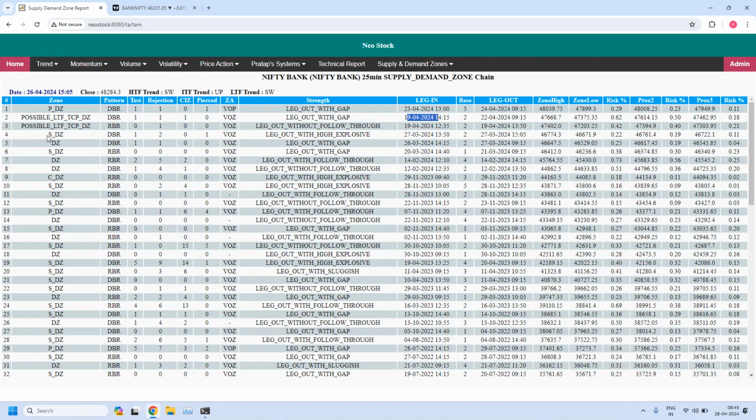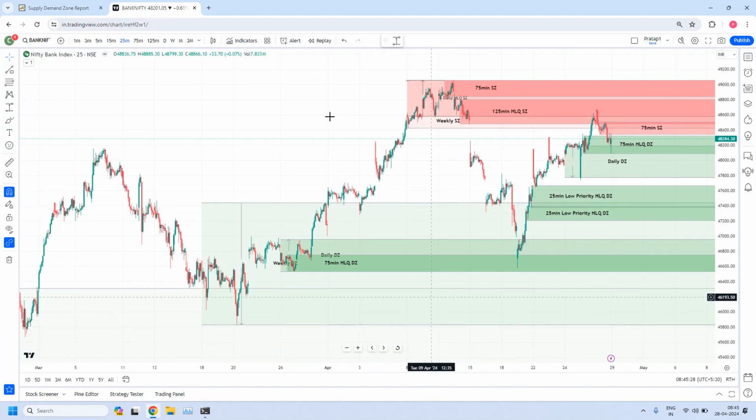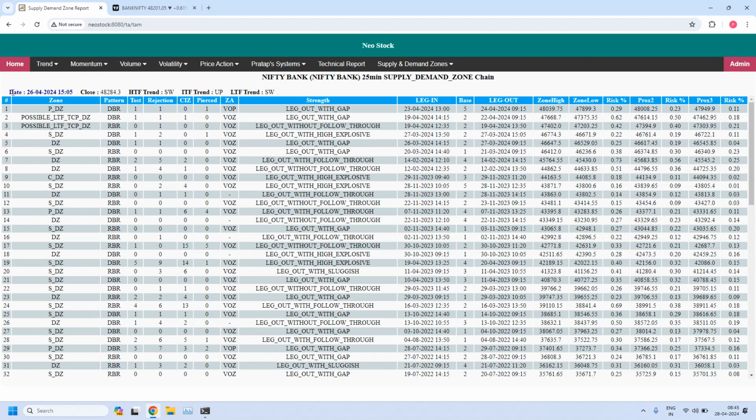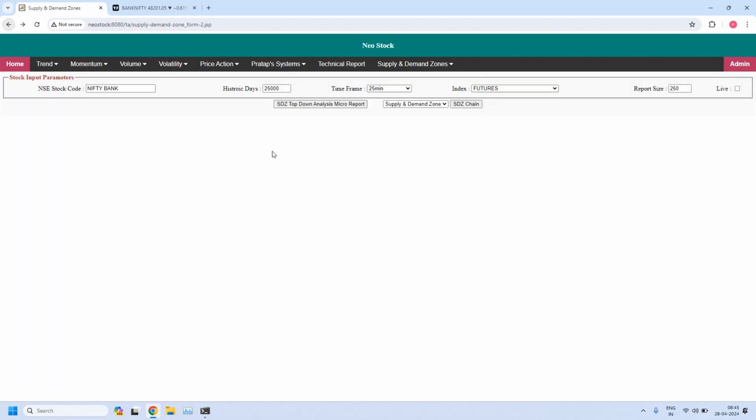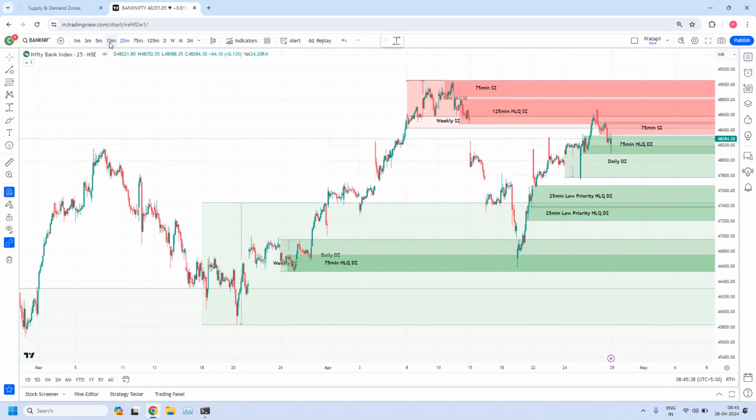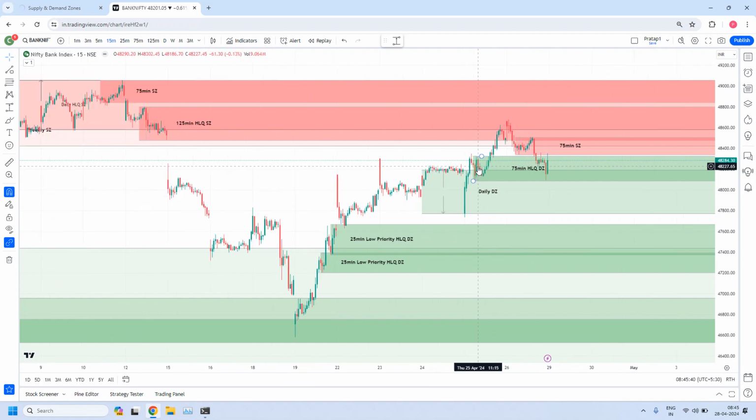And what is the next one? Below that again there is one more high liquidity zone, that is 27.3, 13.50. But this is already pierced. Okay, let us ignore this. Let us stick up to this area. Let us focus more on 15 minutes. So I am changing the time frame to 15 minutes time frame, generating the chart, and here also I am changing the time frame.